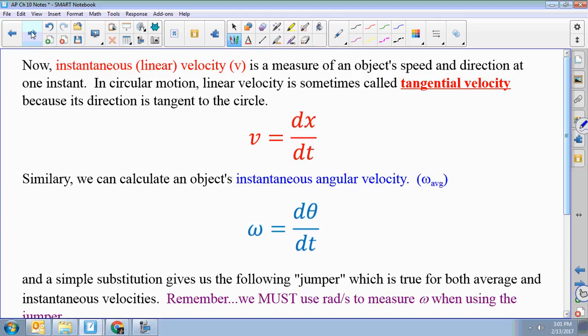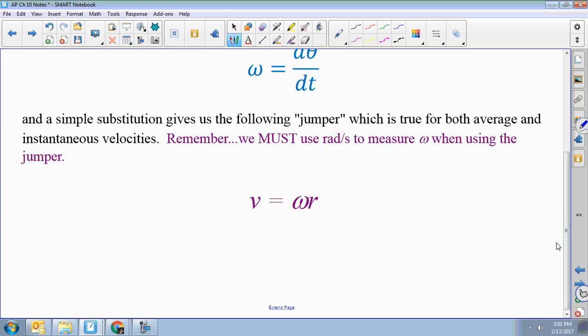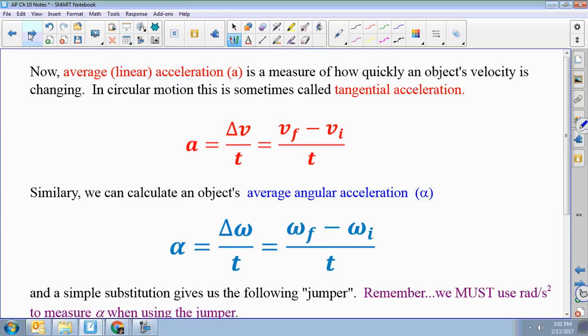And then you've got that jumper equation. We already talked about the jumper equation. I think that's all fairly straightforward. I don't think we have time to get through acceleration, so let's stop there. We'll pick up here tomorrow. Okay. I'm going to stop there.